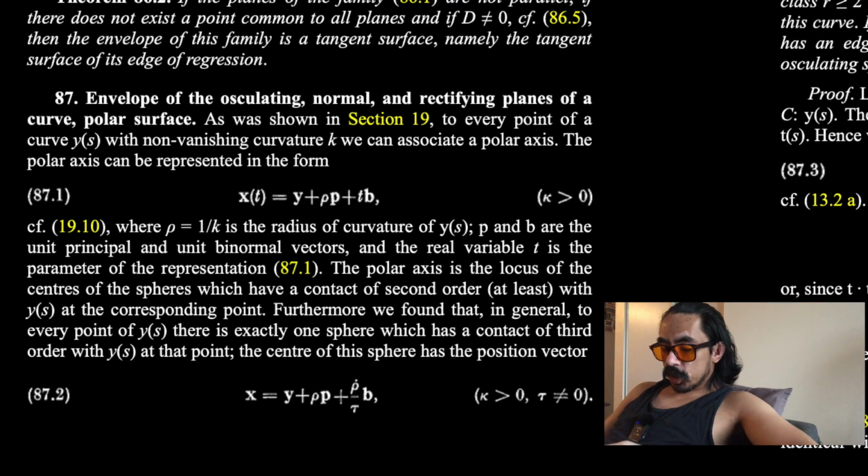Anywho, as was shown in section 19, to every point of a curve with a vector parametric representation y in terms of arc length lowercase s with non-vanishing curvature kappa, we can associate a polar axis. The polar axis can be represented in the form which is a vector parametrized by t, and so we have x of t equals vector y plus scalar rho times vector p plus scalar t times vector b, where kappa is greater than 0. And for this we can refer back to section 19, expression 10.